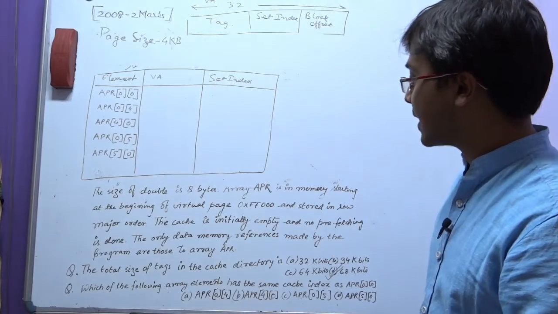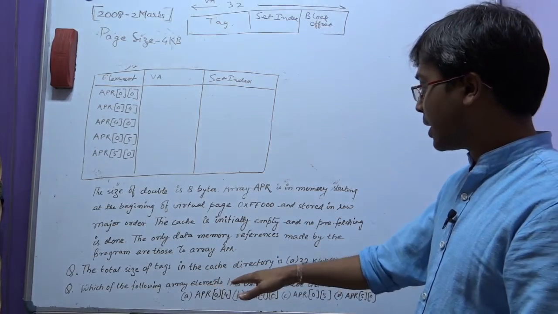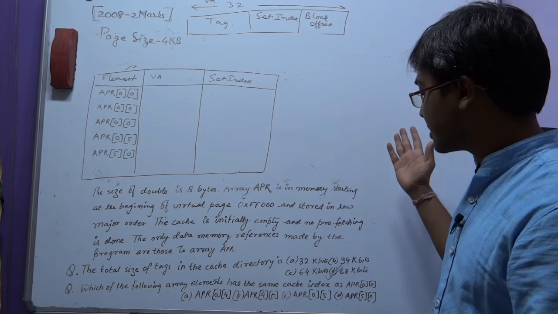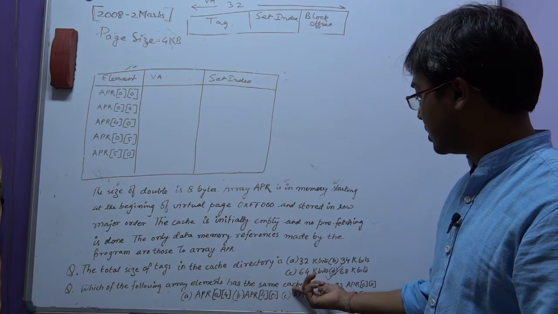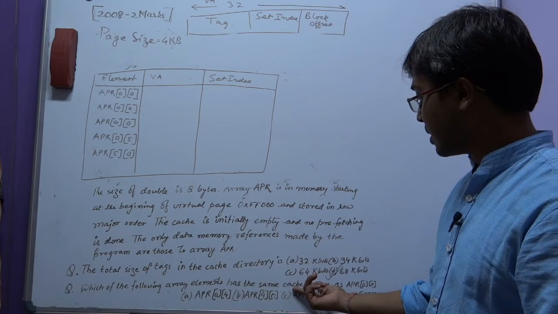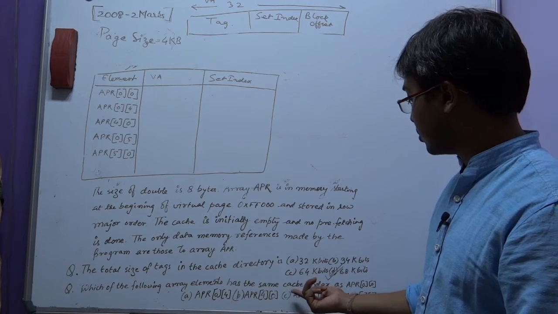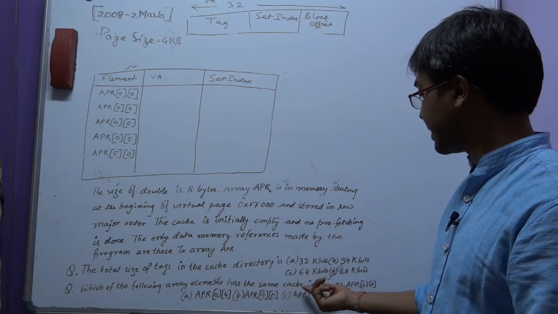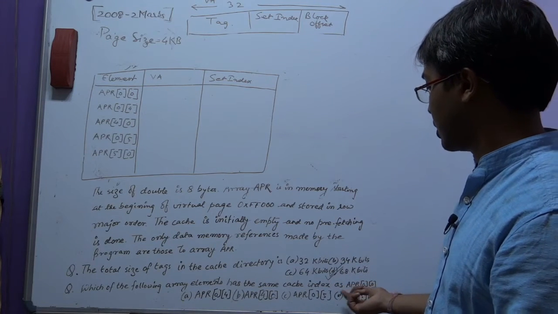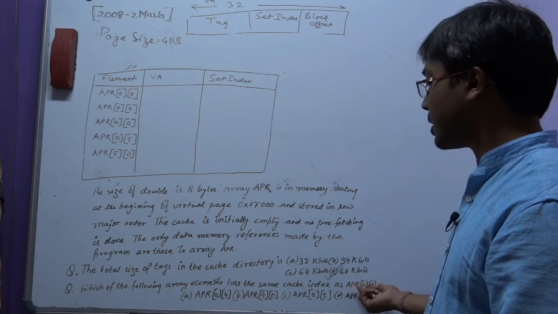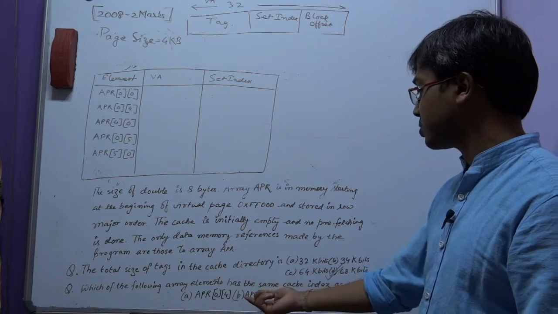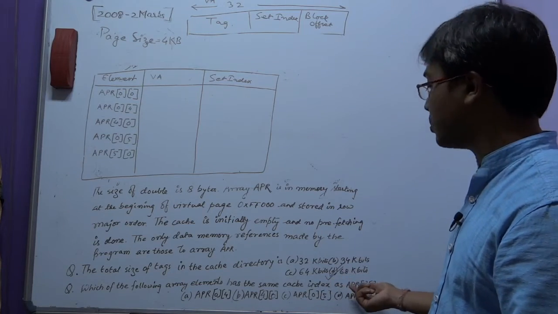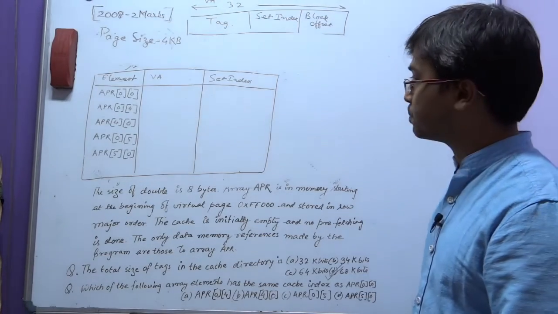Now let us attempt the next part of the problem. Which of the following array elements has the same cache index as APR00? Now as it is given as cache index, this should have been actually set index. But anyway, from the point of view of the examiner, what he wants to ask is the set index of APR00. So we need to find out the set index of APR00, and we need to find out the set index of each of these options. Whichever option has the same set index as that of APR00, that would be the correct option, right?